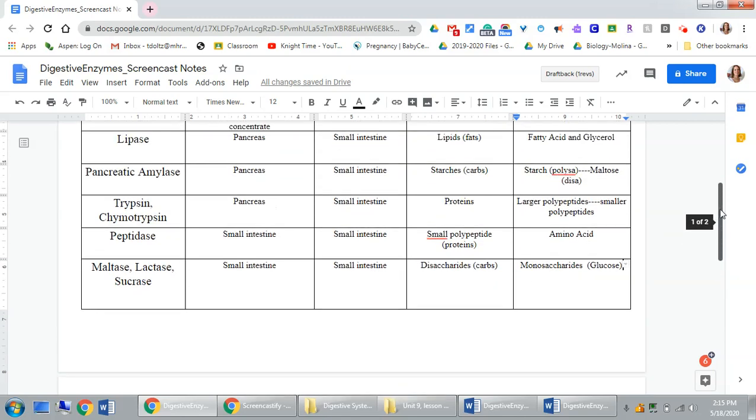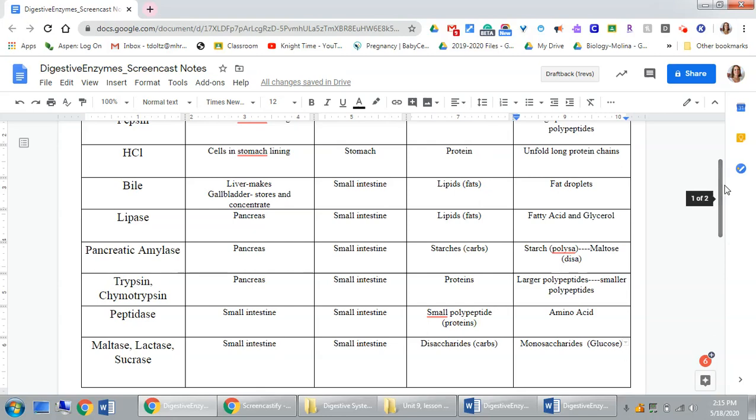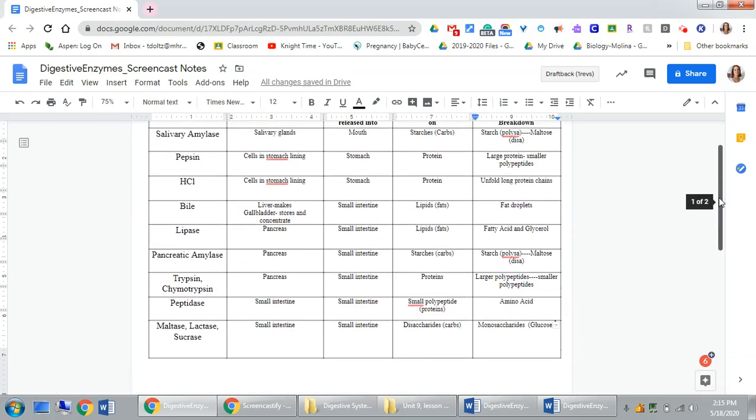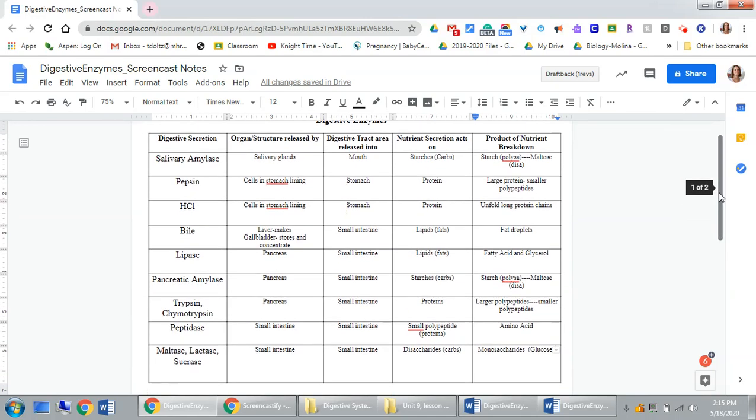All right, so that is our chart, all of our digestive enzymes. I hope you are able to see some patterns in the chart. You can see where digestion takes place. So like proteins we did before, we did the stomach and the small intestine. Carbs, we digest in the mouth and the small intestine. We finish them up. Lipids, we pretty much only digest in the small intestine.